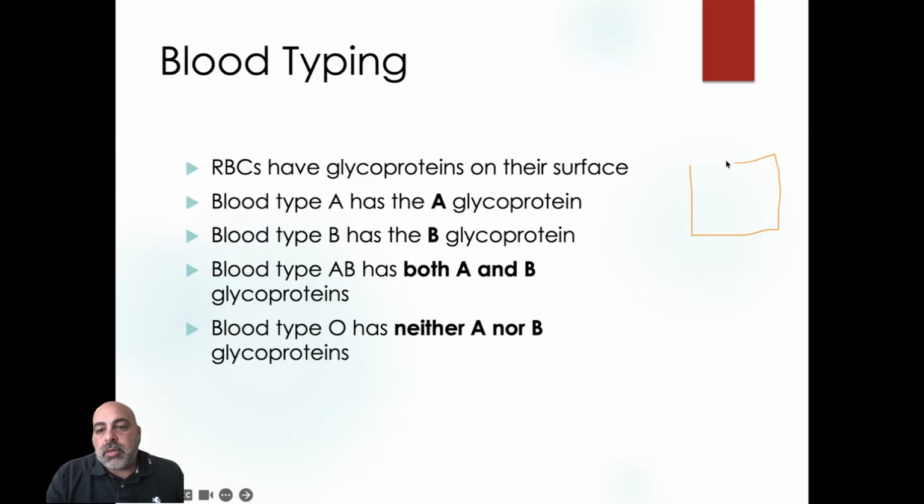So the reason I talk about this is if you do a Punnett square, right? So let's say you are AO and your partner is BO.